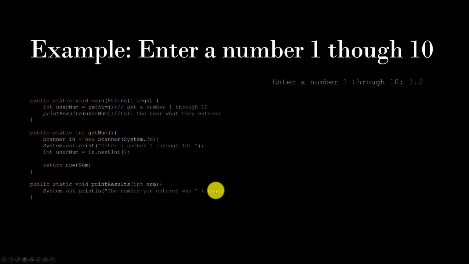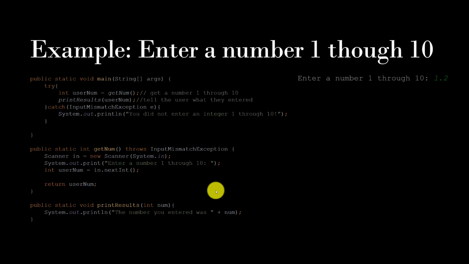If we think about the different things that can go wrong, what if they don't enter an int? Like on the left, it says enter a number 1 through 10, and I enter 1.2. What happens? Well, it crashes and says exception in thread main java.util.InputMismatchException. So what I did in my get num method is that I throws InputMismatchException. That's the change that I made in this method right here.